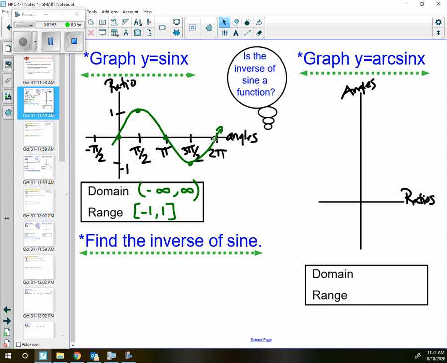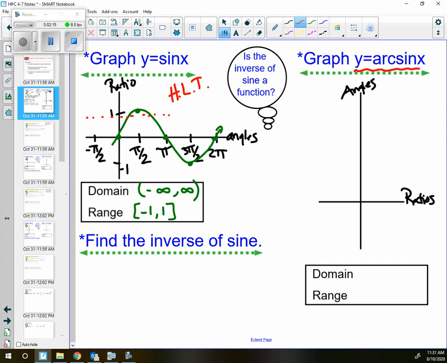Now, here's the problem though. If you do the horizontal line test, remember the horizontal line test, and you pass that across this sine function, you're going to notice that it's going to touch 2 points at a lot of places. So that means, remember what the horizontal line test tells you, that if you touch more than 1 point, that means its inverse is not going to be a function. So that would mean that arc sine is not a function. We're going to have infinitely many values.